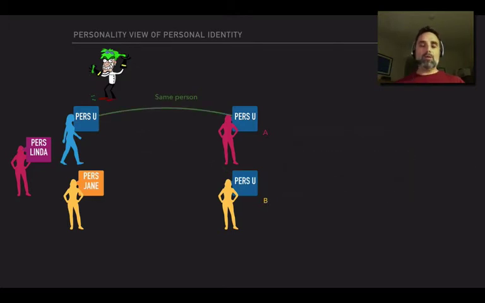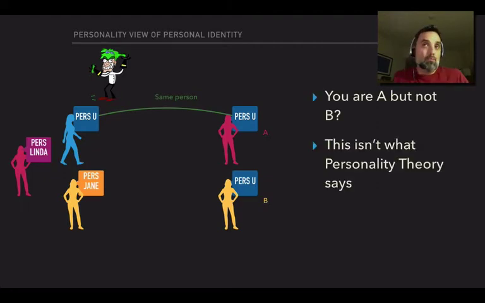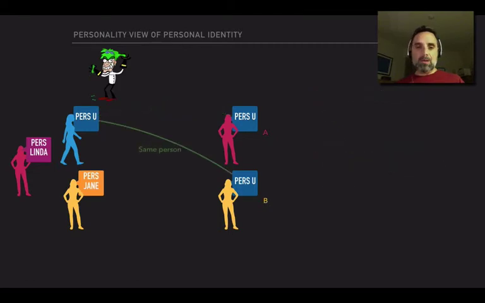Well, maybe you're identical just to A but not to B. So note, first of all, that whether or not this is true, it is not what the personality theory says, right? Because the personality theory says you're just as tied to B as you are to A. Could you be identical to B and not to A?